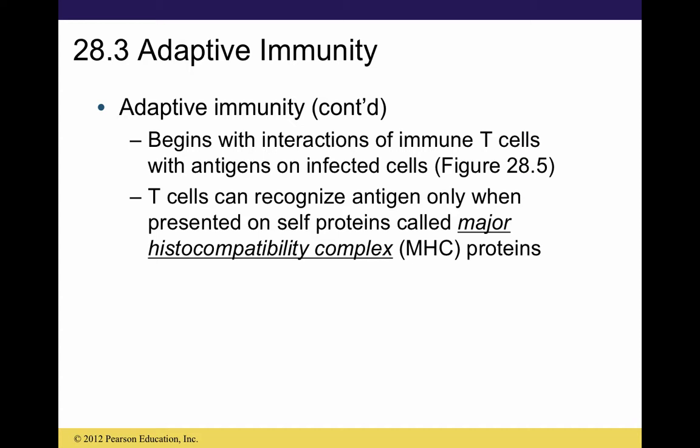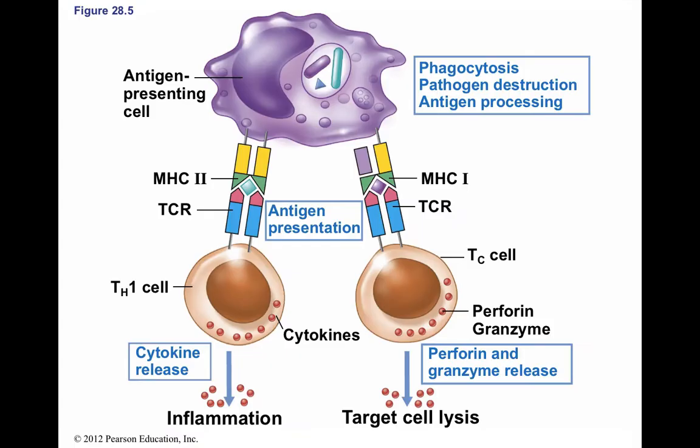Booster shots every few years help to raise the titer of antibodies that you have against a particular type of disease. Now, adaptive immunity begins with interactions between your T cells and antigens on infected cells. T cells can only recognize antigens when they're presented on self proteins called major histocompatibility complexes. Your MHC markers are unique to you, as I've said in other videos. But I wanted to take a few minutes and go over it one more time because I know how confusing this can be for some students.